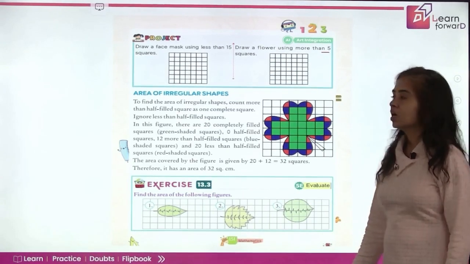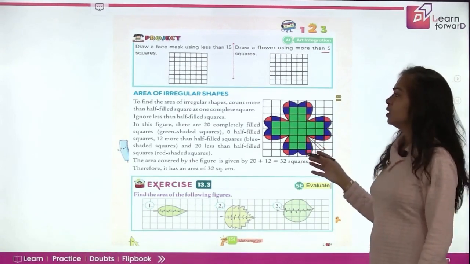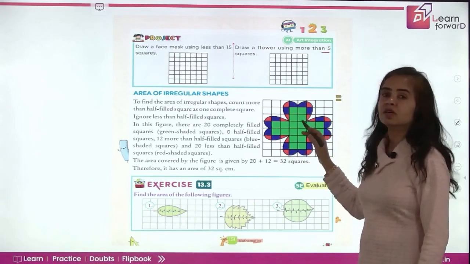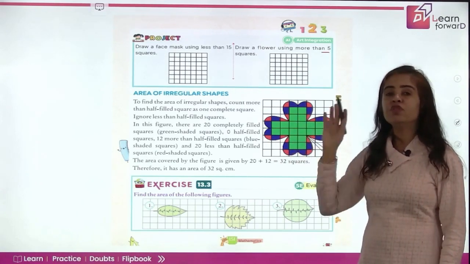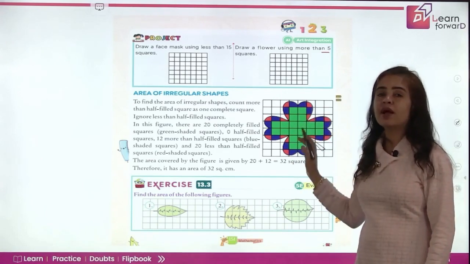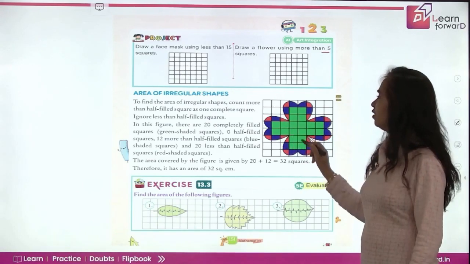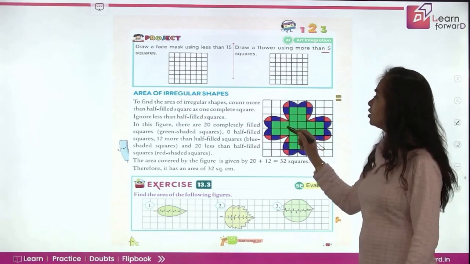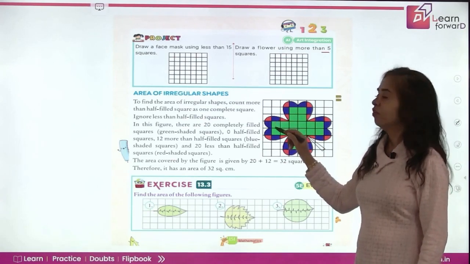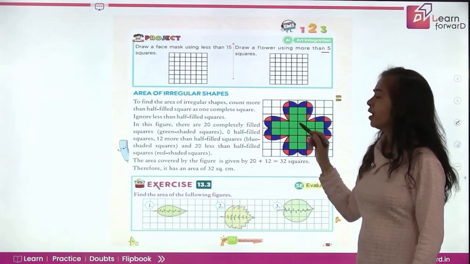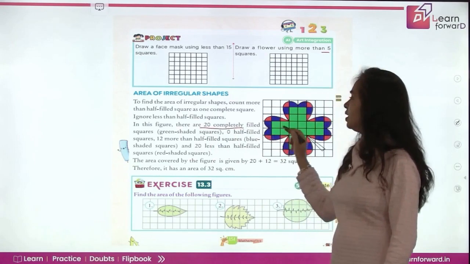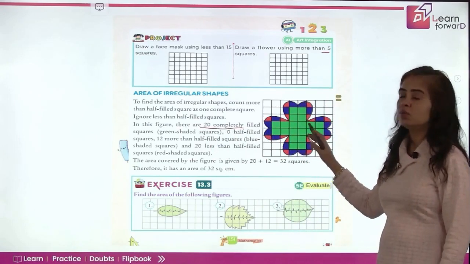Now this was about when the squares were completely shaded. Then we just count them. What in case of these shapes, irregular shapes, where the squares are not completely covered? So in such cases, we first count the squares which are complete. Like here, we will first count the green parts. Then we count the squares which are more than half, and then we count the squares which are less than half.